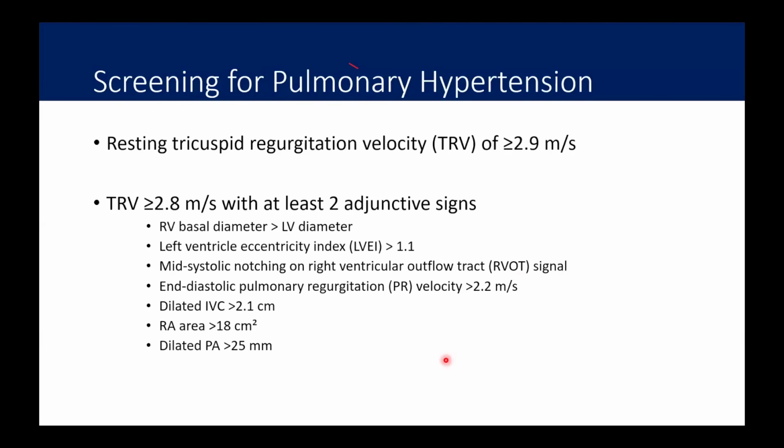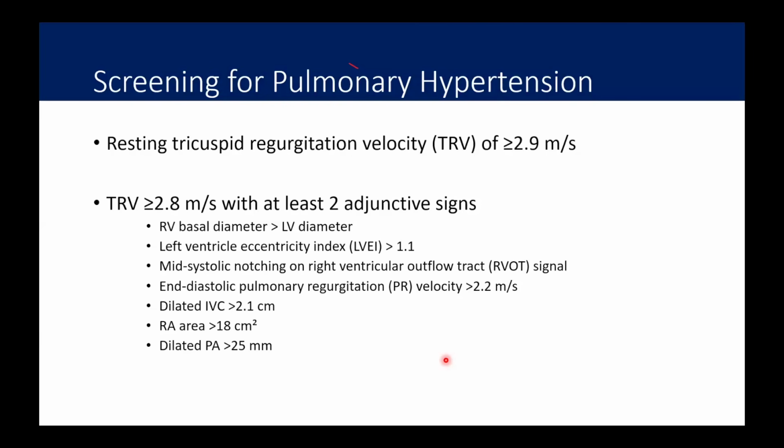So how do we put this all together in practice? The guidelines give us a clear screening checklist. If you have a patient with a resting TR velocity of 2.9 meters per second or greater, that is suggestive of pulmonary hypertension. But the major update is that if you have a TR velocity of 2.8, with at least 2 adjunctive signs, that should also raise suspicion for PH.